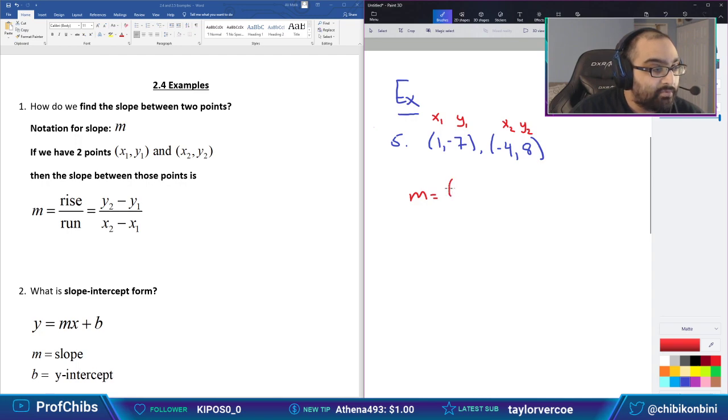Now let's plug it into the formula and see what we get. So we have y2 minus y1. So y2 is 8. Again, put parentheses. Remember, always put parentheses in this formula because we have minus signs, and signs could easily change, so we don't take that for granted. We have minus -7. Here we have x2, which is -4, and then we have minus 1, x1.